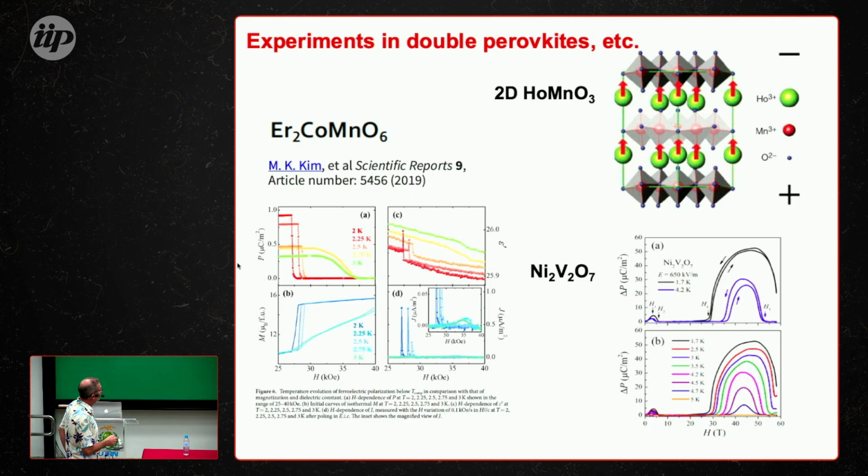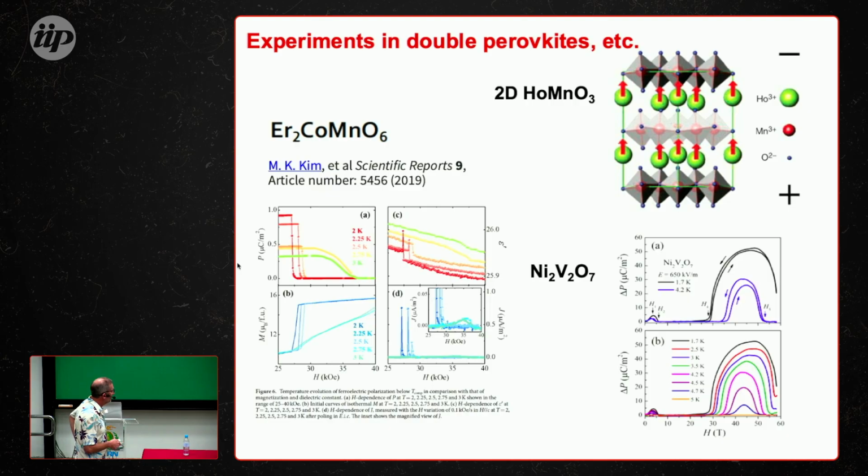So for example, this is one of these double perovskites, and you see this is P going down, this is H, magnetic field. So P goes down, just take a low temperature, 2K, and at the same magnetic field, this M goes up. So this is the kind of observation that happens not only in this double perovskite, but in many of the other materials I have mentioned.